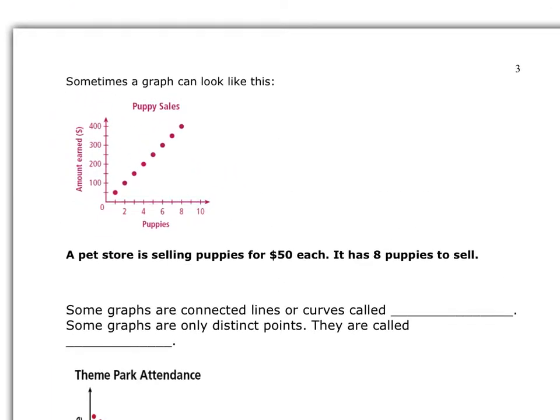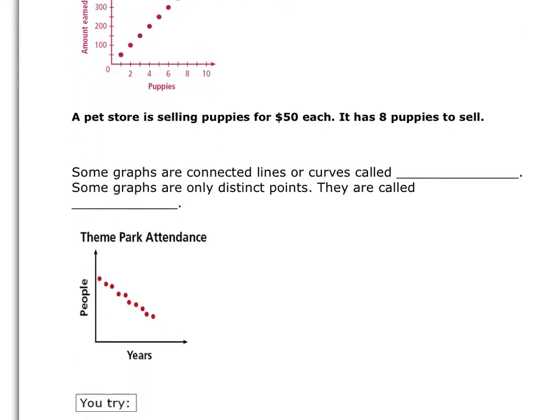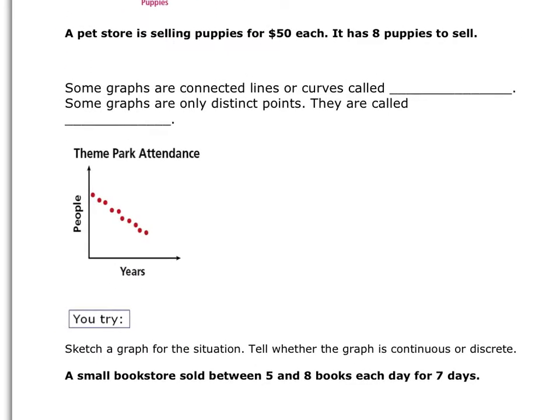All right. Okay, so I want you to ignore the graph up top. Go ahead and skip down here to the sentence. What I need you to know is that some graphs are connected lines or curved lines called continuous. Okay, continuous graphs. Sorry, the handwriting's really bad.